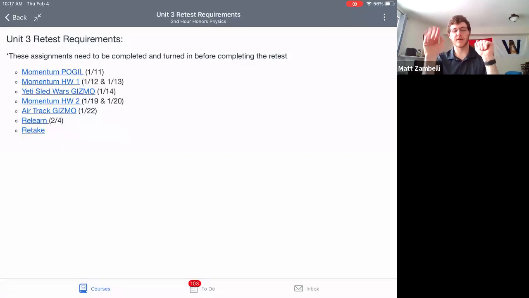If you have the first 5 of them turned in, that means all you have left to work on is that relearn before you can retake your test. If you don't have any of them turned in, you have a little bit more work to catch up on before you can retake that test. Reminder that the retake does not close. It's just open for you. It'll be there. It doesn't change. It'll still be there later on next week, whenever you get to it.